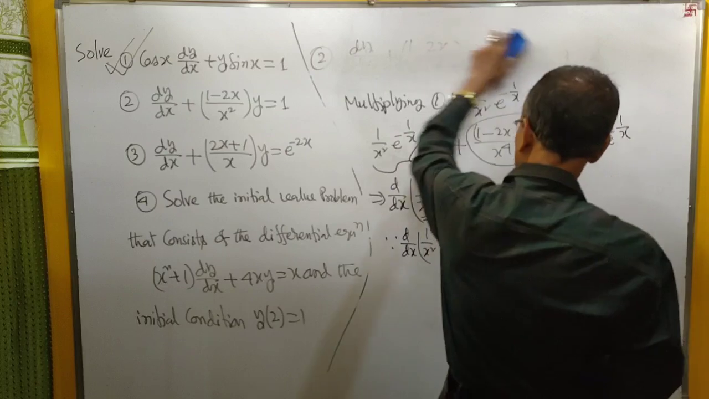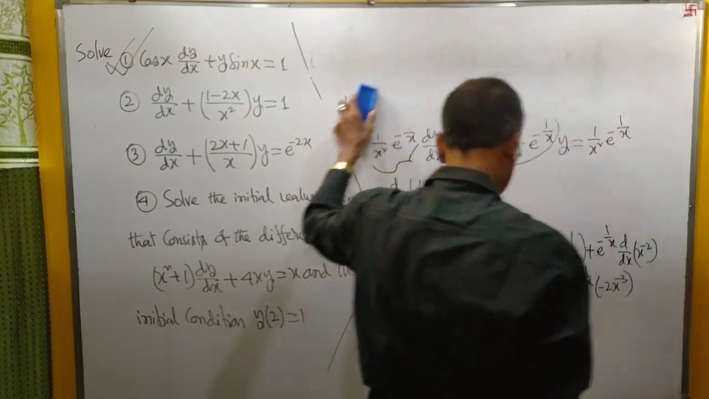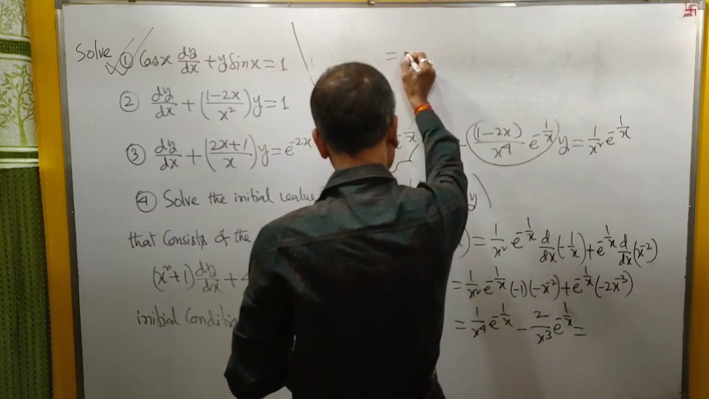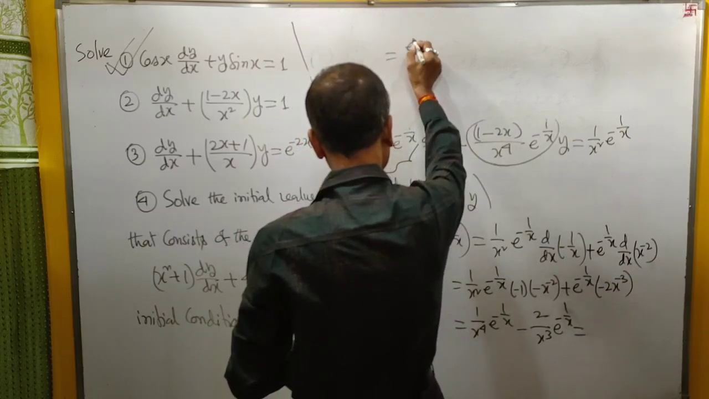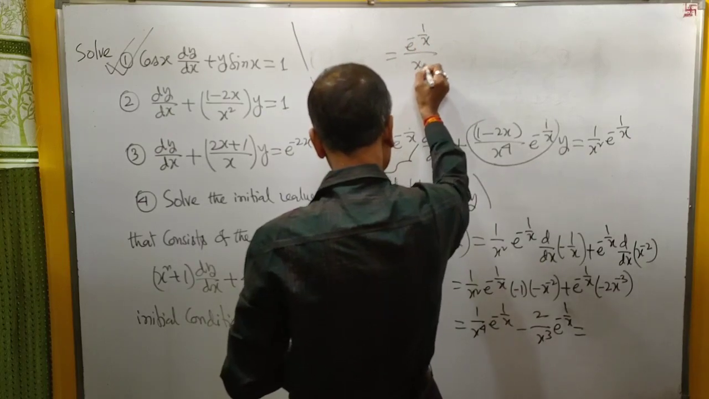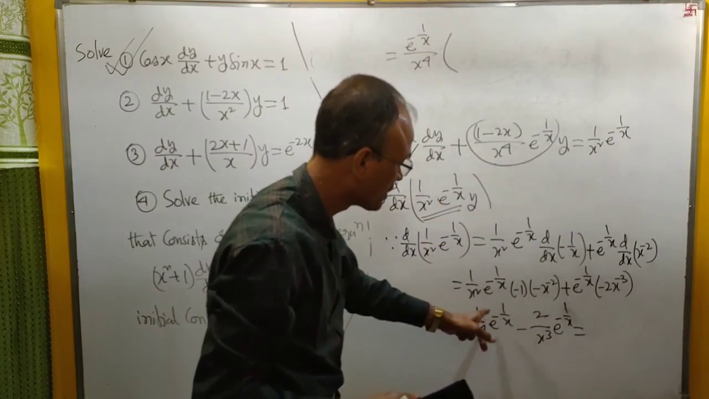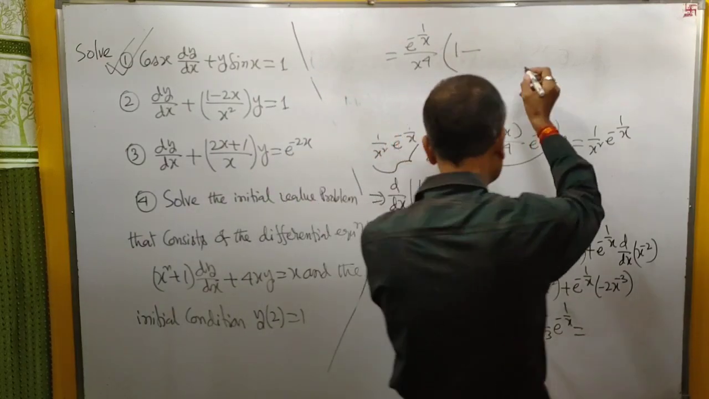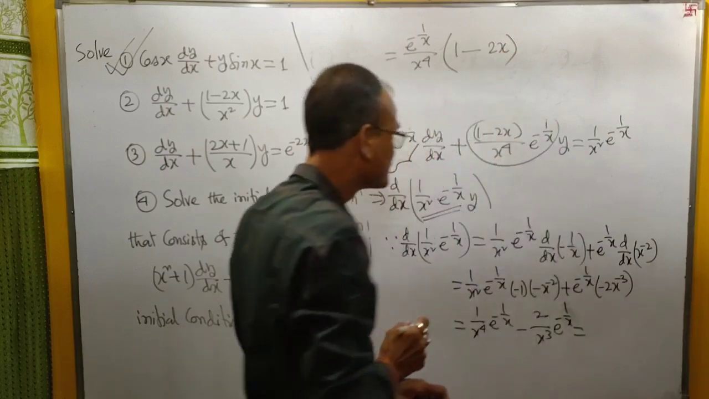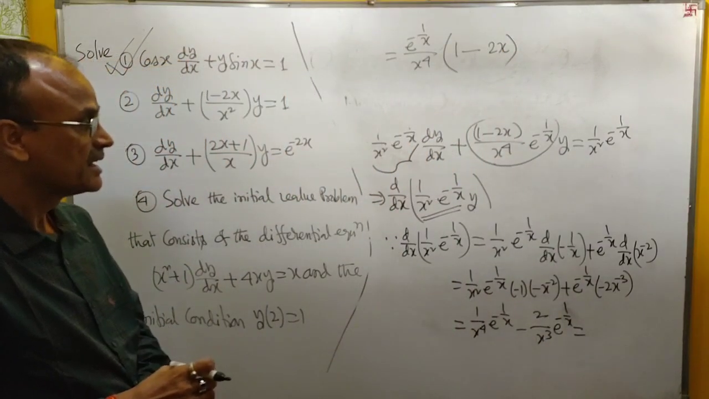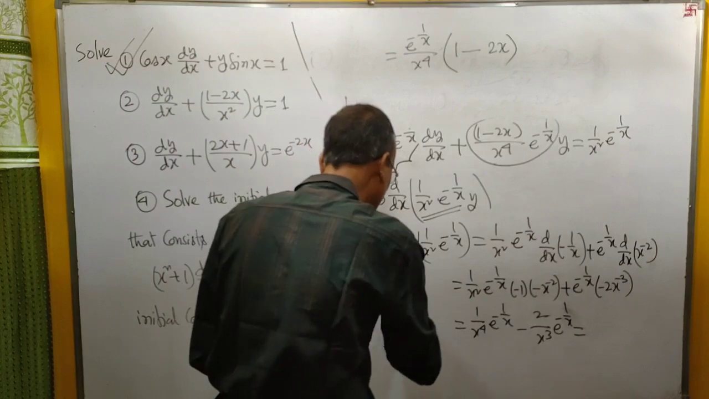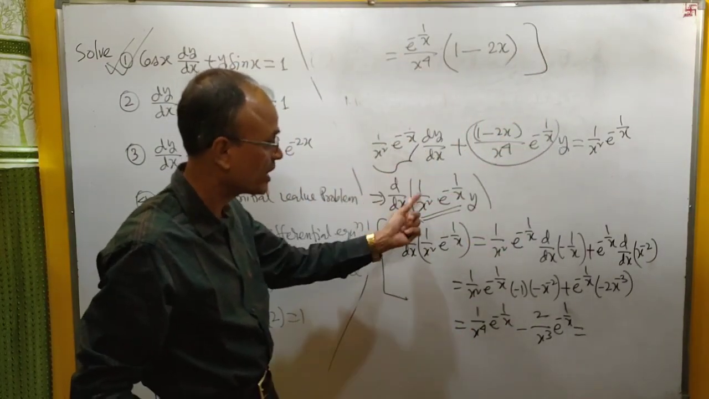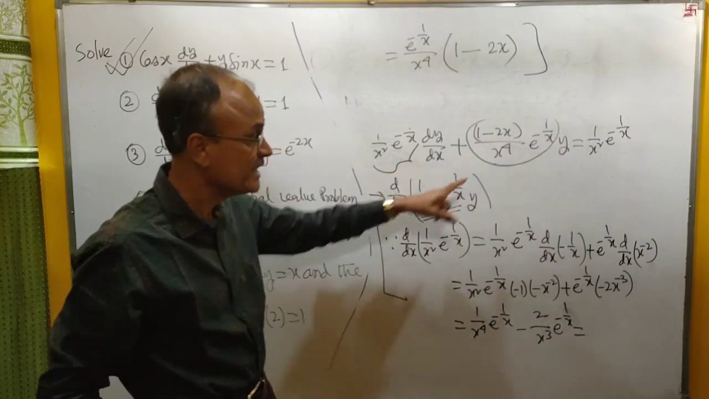Now let me write here. This is equal to e to the power minus 1 by x divided by x to the power 4. Take it common. E to the power minus 1 by x divided by x to the power 4. You will get here 1 minus twice x. Since this is equal to this, it means if you differentiate 1 by x square e to the power minus 1 by x, you will get this.